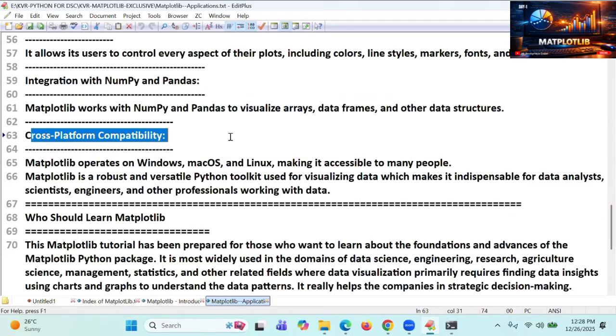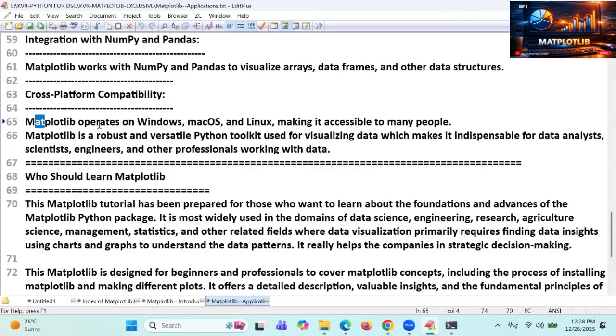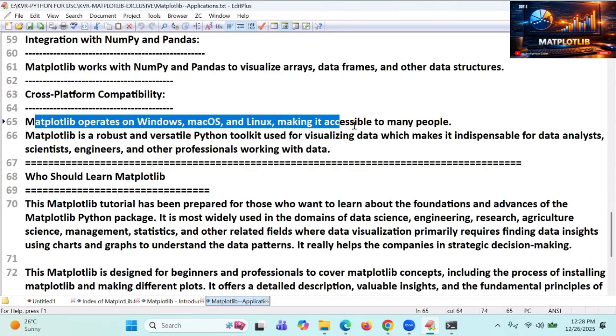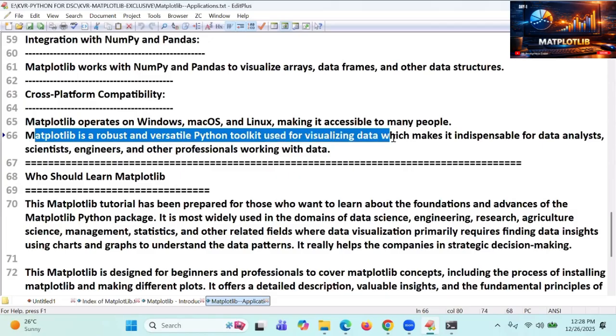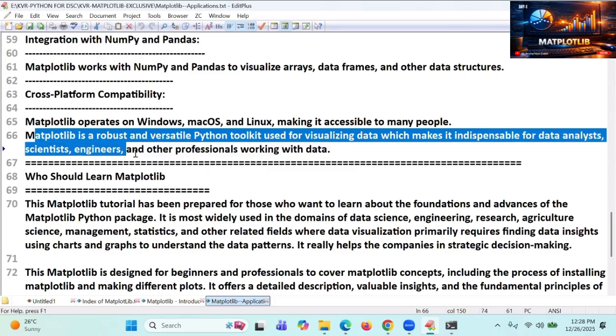Cross-platform compatibility. What is the meaning of it? If I generate my application on one OS, it can work happily on another OS. Matplotlib operates on Windows, macOS, and Linux, making it accessible to many people. Matplotlib is a robust and versatile Python toolkit used for visualizing data, which makes it indispensable for data analysts, scientists, engineers, and other professionals working with data.